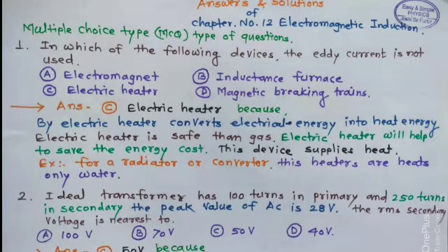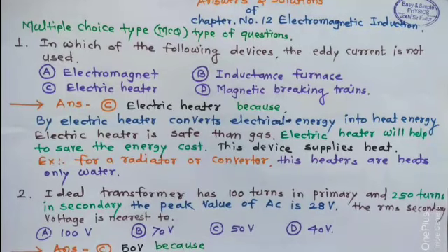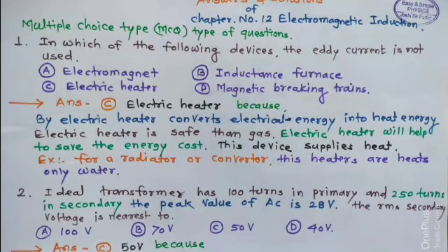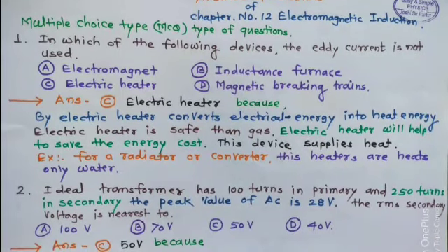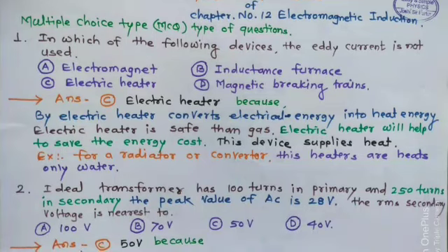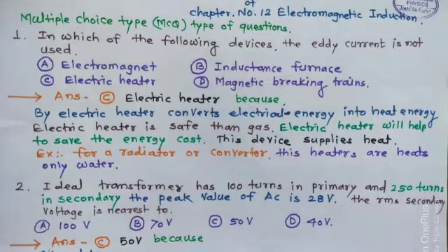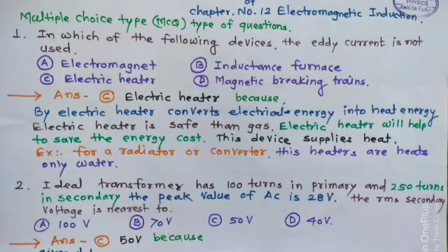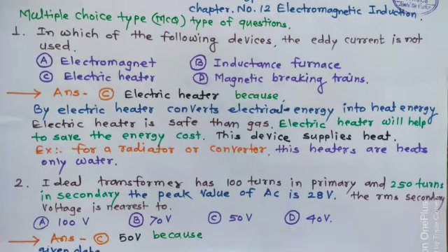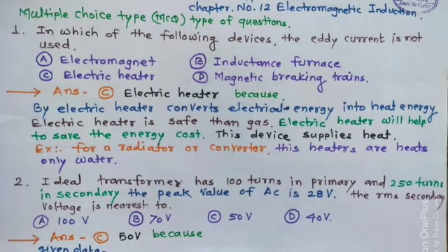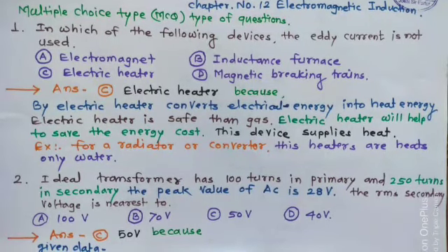So the first question is, in which of the following devices is the eddy current not used? The options are electromagnet, induction furnace, electric heater, and magnetic braking trains. Here the answer will be electric heater, because an electric heater converts electrical energy into heat energy.